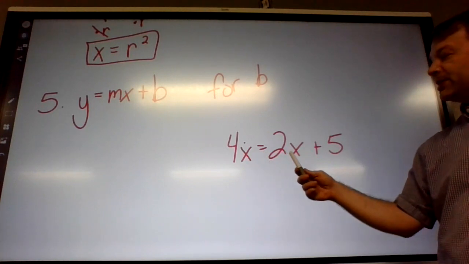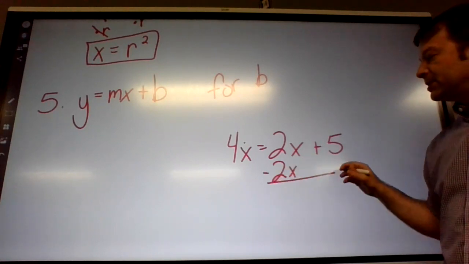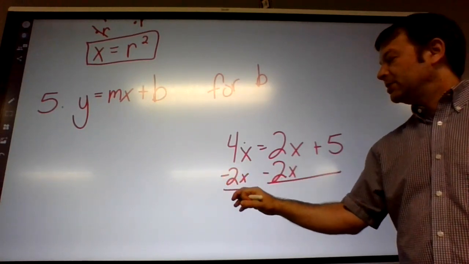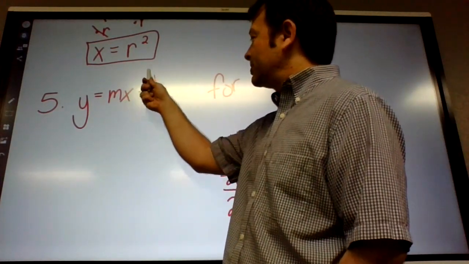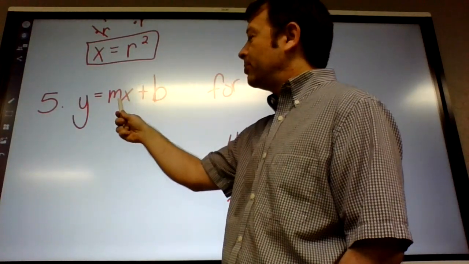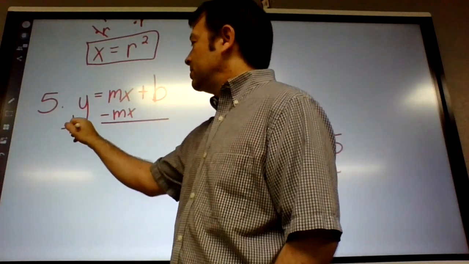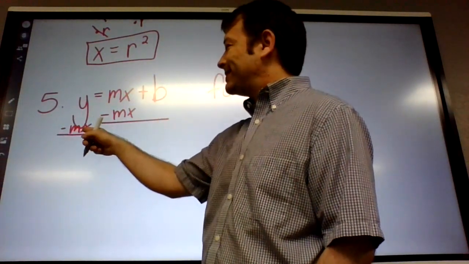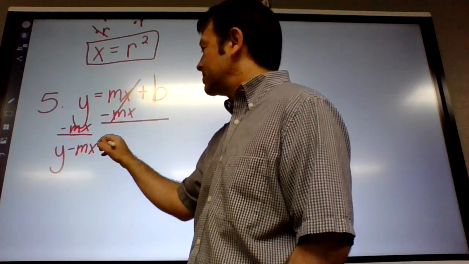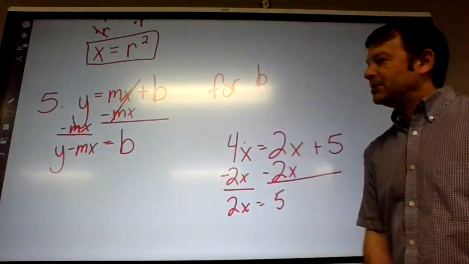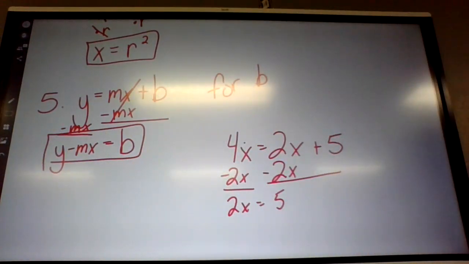If you have x's on both sides, what do we do? We would subtract 2x to get rid of it on one side. And then those would mix. Okay, so this we want to stay still. This we want to go away. So minus mx. Does y minus mx mix? Nope. Y minus mx equals b. So that's it. Kind of wrote it backwards.